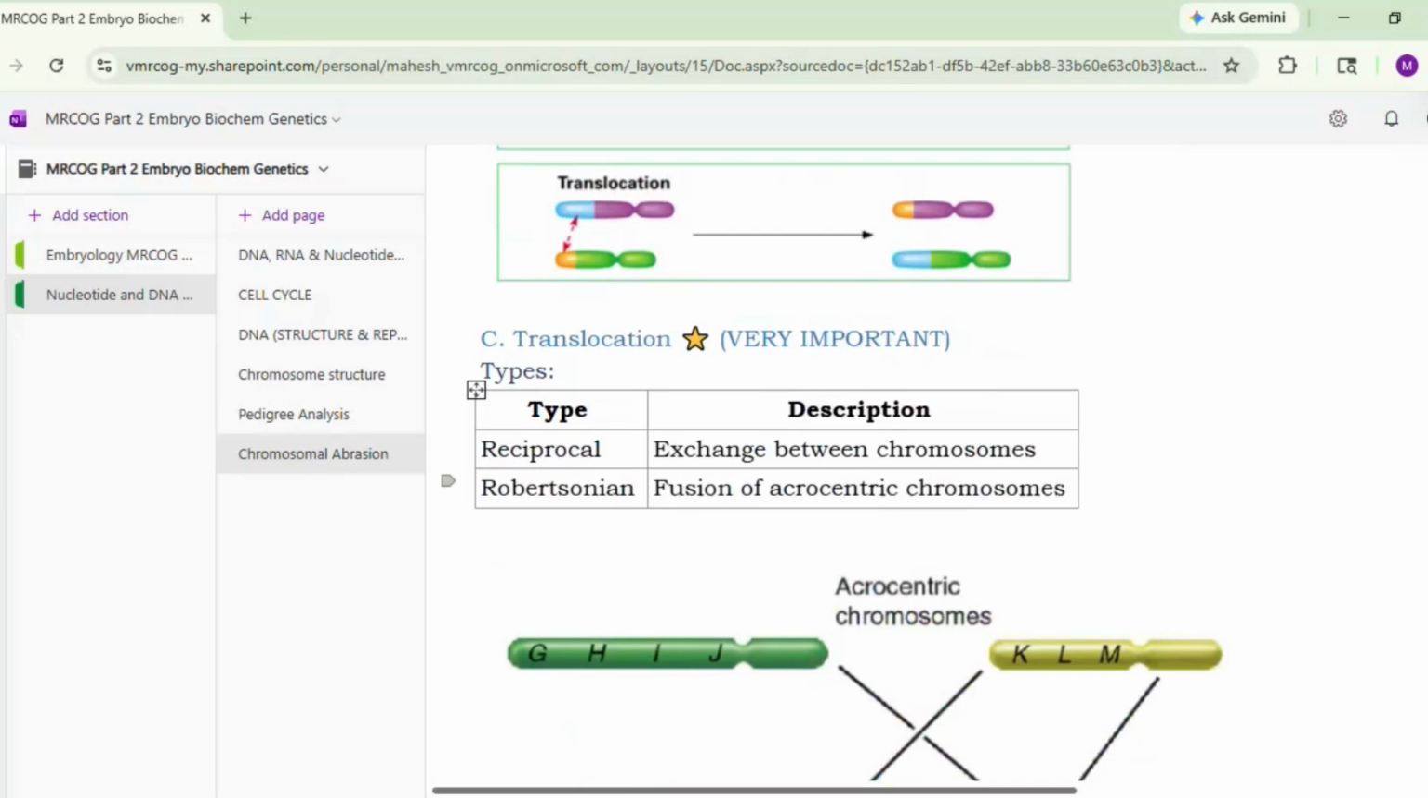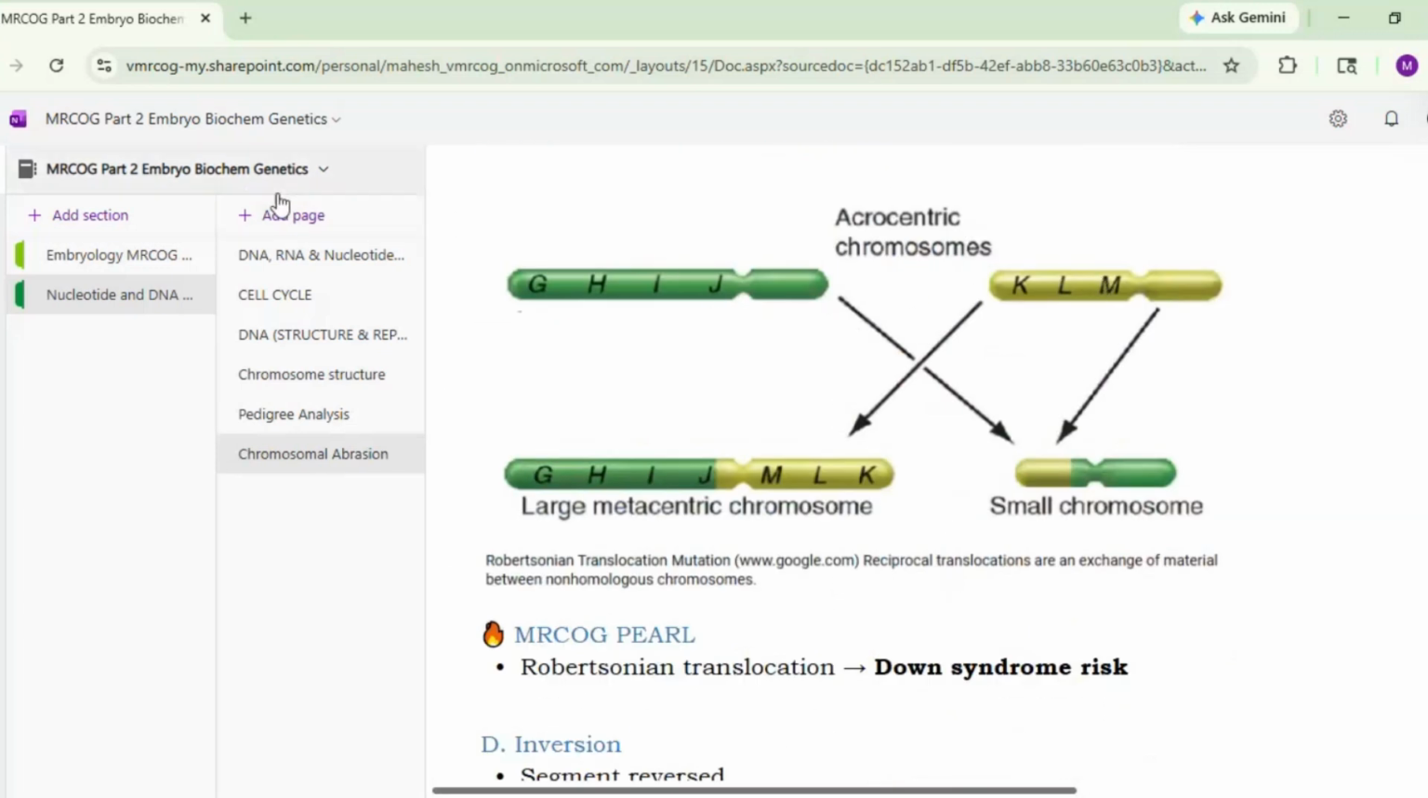So this translocation can be reciprocal, where there is an exchange between the chromosomes, or it can be Robertsonian, where there is a fusion of acrocentric chromosomes. In Robertsonian translocation, there is a fusion of acrocentric chromosomes. Here you have one acrocentric chromosome, here there is another acrocentric chromosome, and there is a fusion of these two, and you get a large metacentric chromosome. Suppose this part is getting joined with this, and you get a large metacentric chromosome, and here you will get a small chromosome.